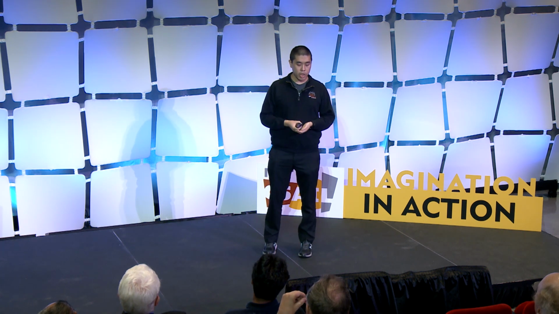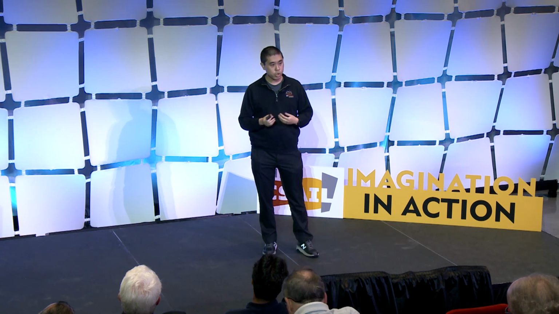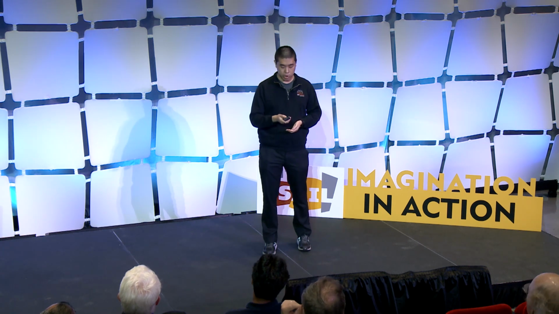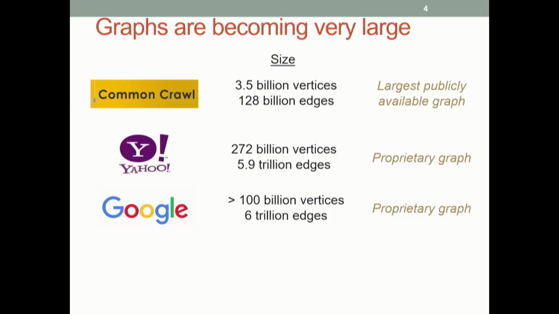So today, graphs are becoming very large. The largest publicly available graph is this common crawl graph, which represents just a small fraction of the websites on the internet, but it already contains over 128 billion edges. There are even larger graphs out there that are proprietary, containing on the order of trillions of edges.